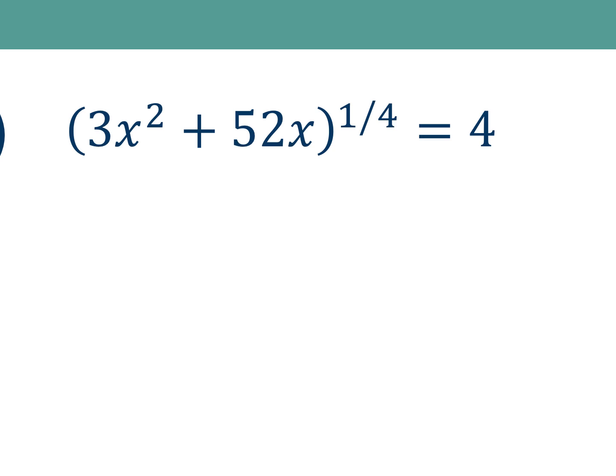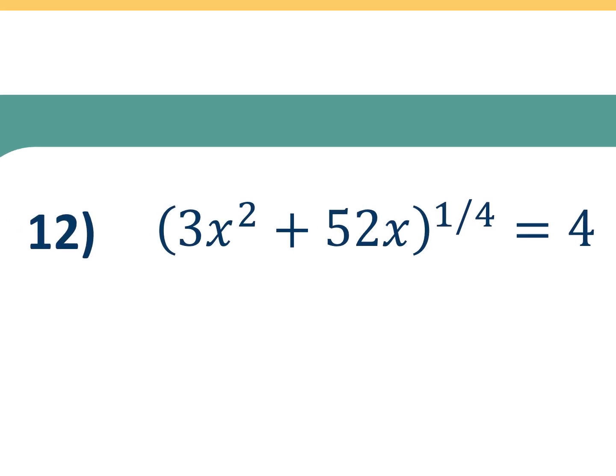All right. Oh, I just don't like fractions. So how could I rewrite this if I just don't like fractions? The 4th root of 3x squared plus 52x. Absolutely. If you want to do that, feel free. But you don't have to. We talked about this at the beginning.